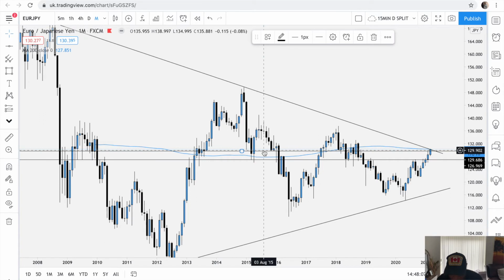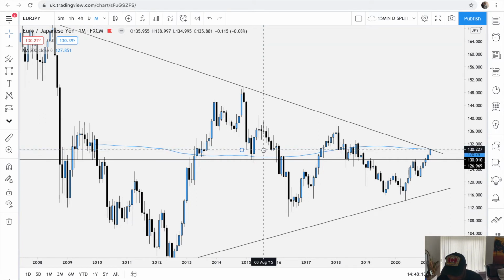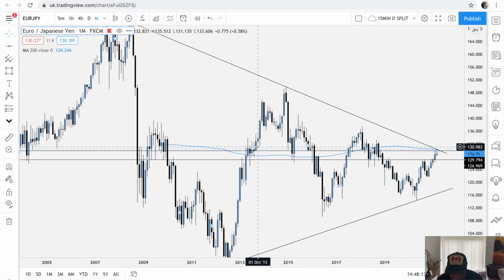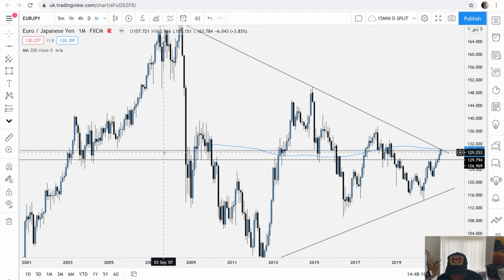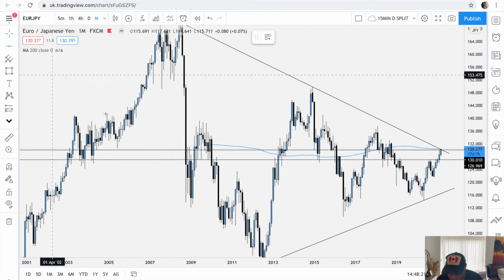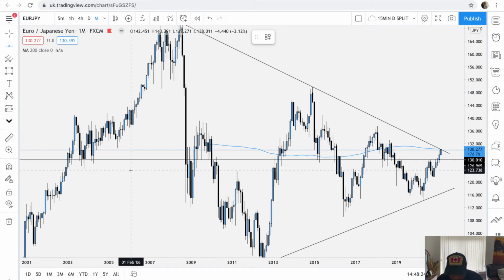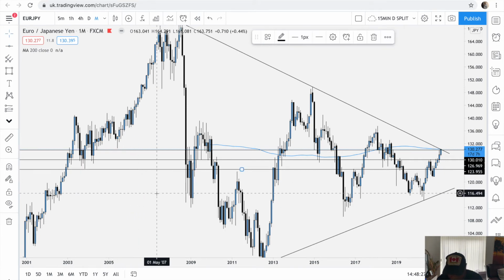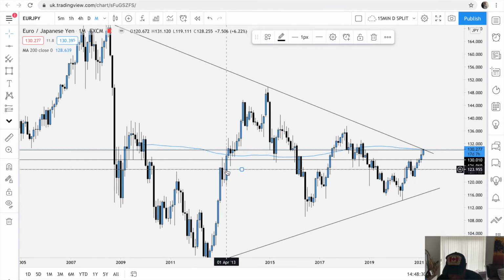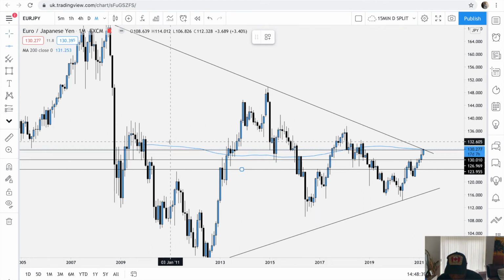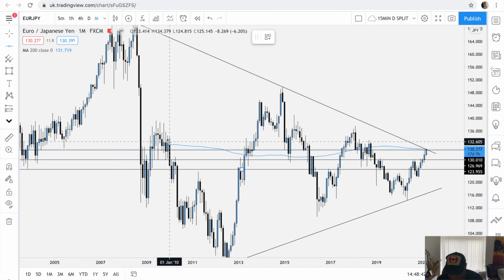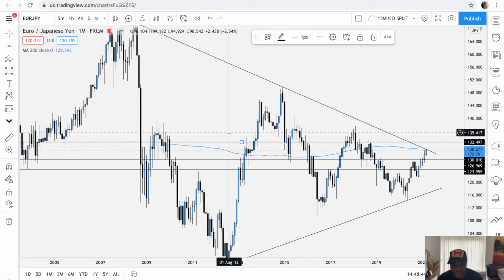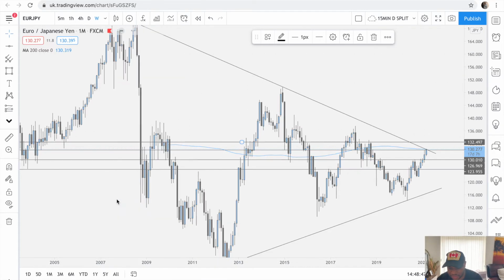We've got this level here. Brilliant. Else? We've got a level here. The price rejected here, rejected here, rejected here, rejected here, and we've got this level up here. Okay, now let's drop down to the weekly time frame, guys.